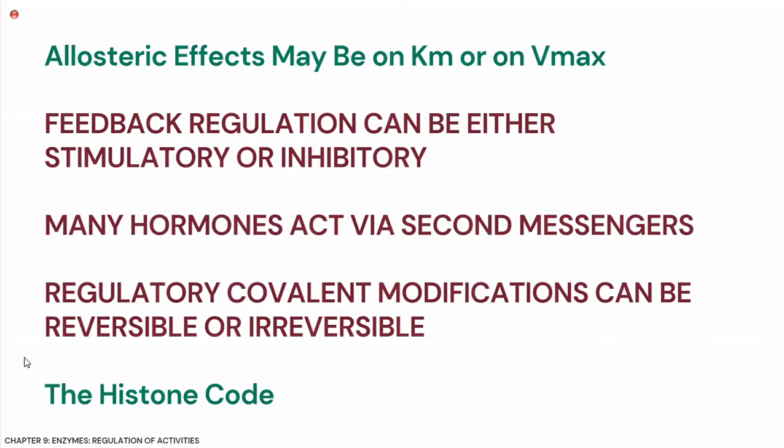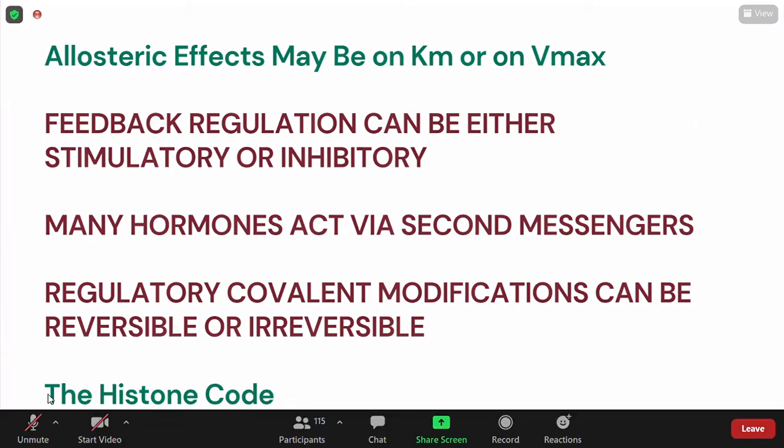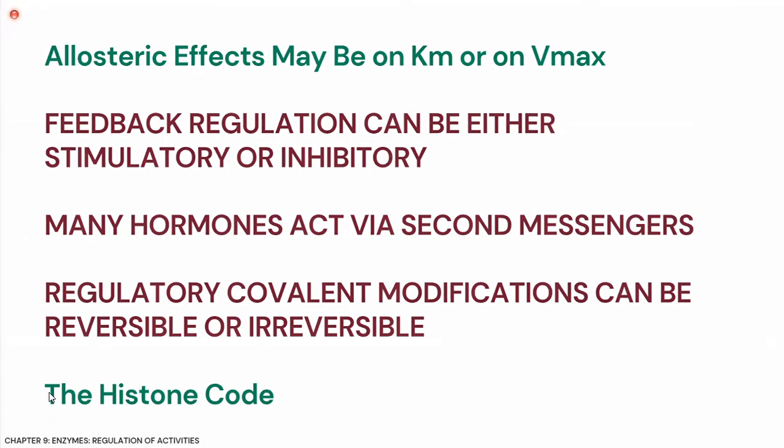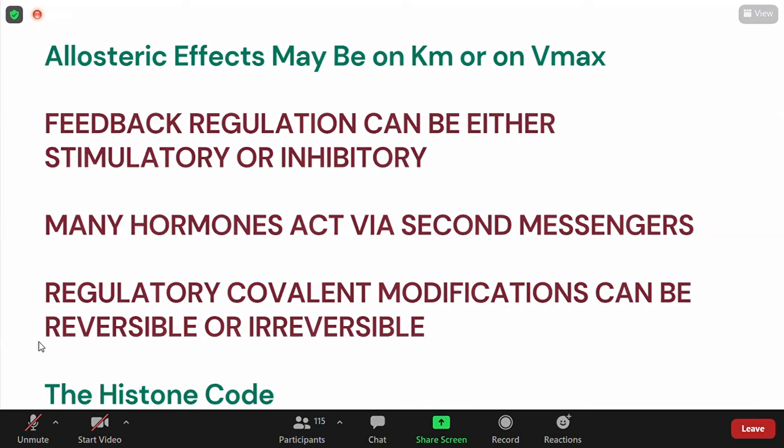Allosteric effects may be on Km or on Vmax. You remember again our Km and Vmax? Remember the competitive inhibitor and the non-competitive inhibitor? Which affects Vmax? Competitive or non-competitive? Non-competitive. Okay. All right.